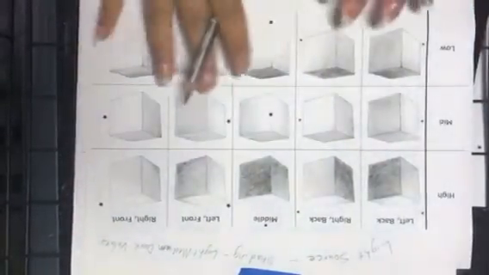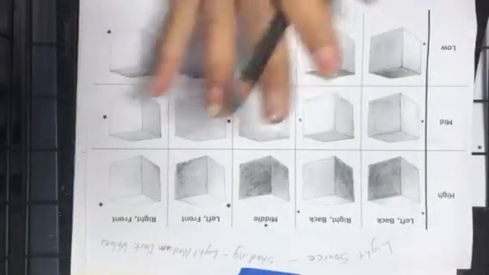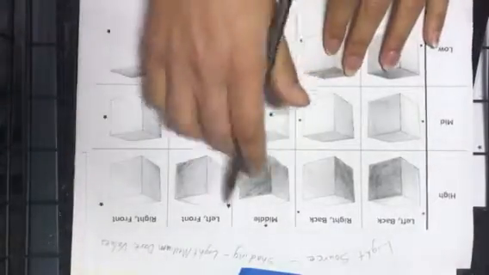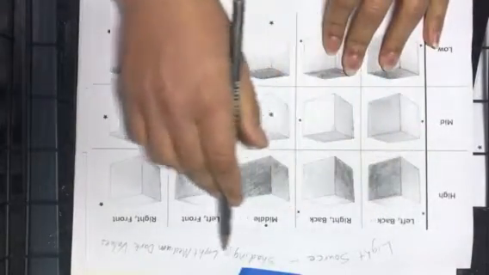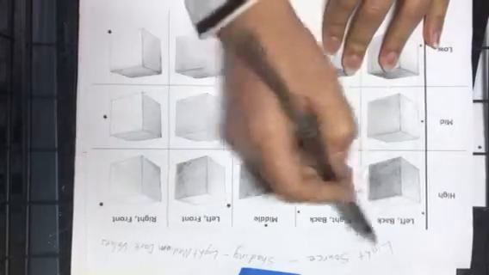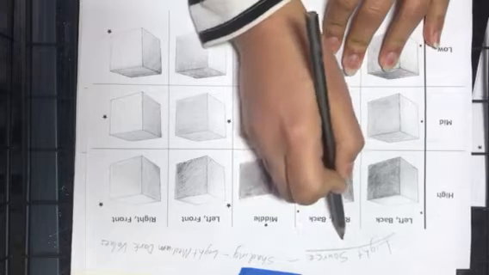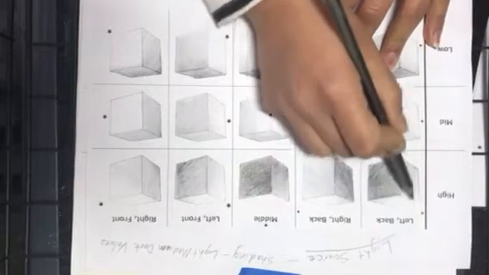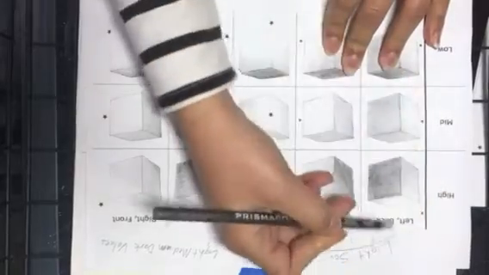Hello, everyone. Today we are going to learn about shading the cube. In order to learn about shading a cube or any object whatsoever, we must learn a few important elements that are involved with shading the cube. One is your light source. Where is the light coming from when you shade your cube?